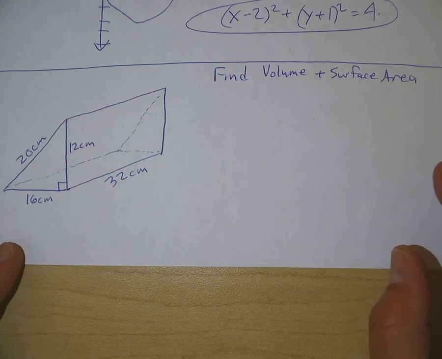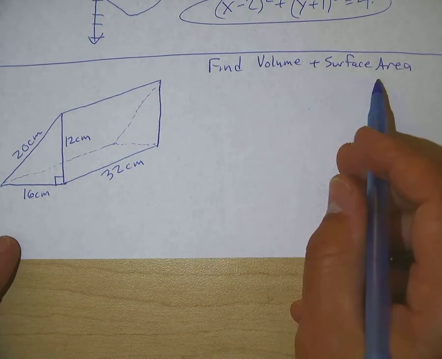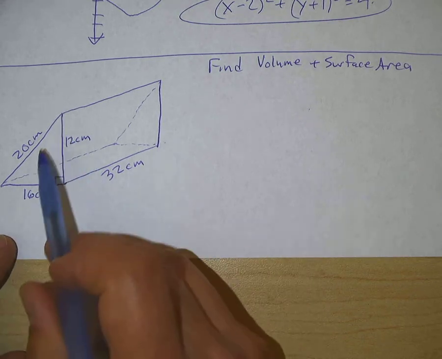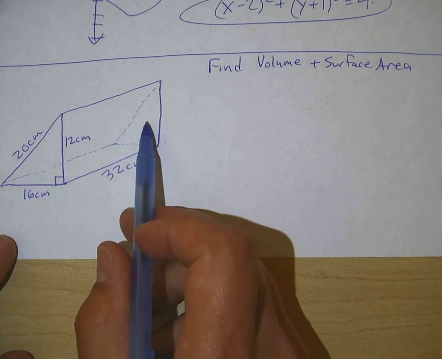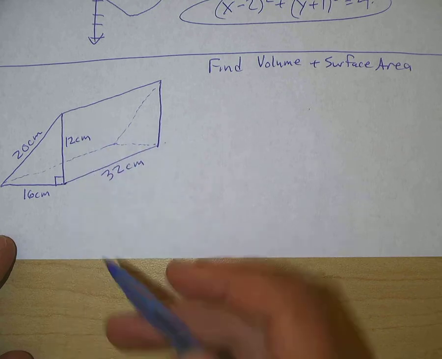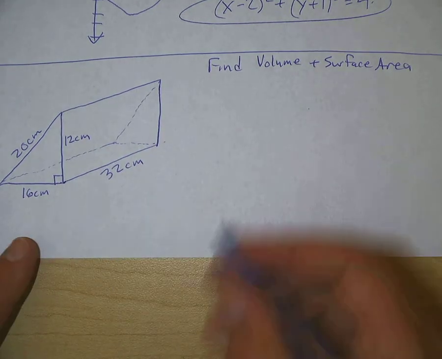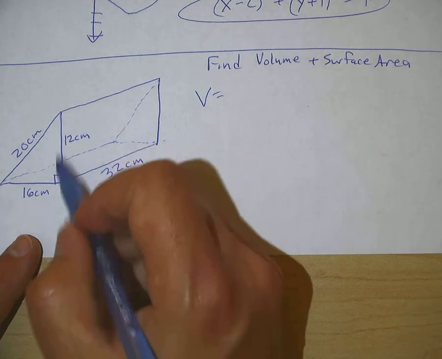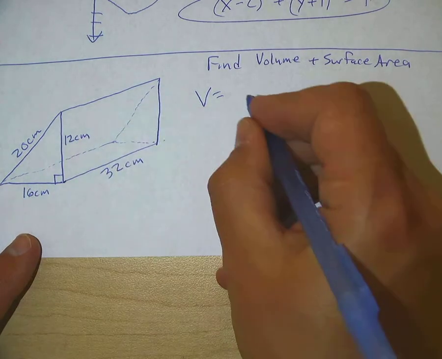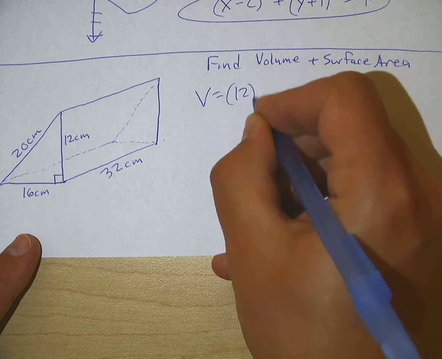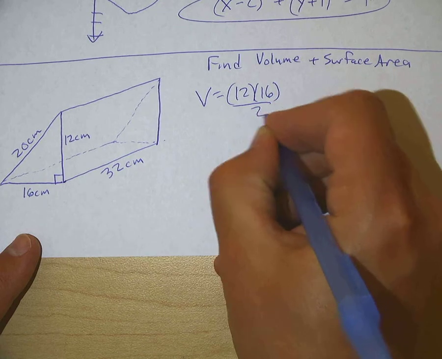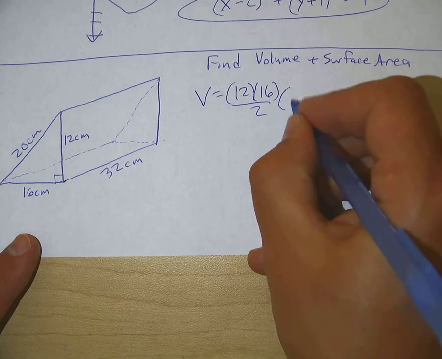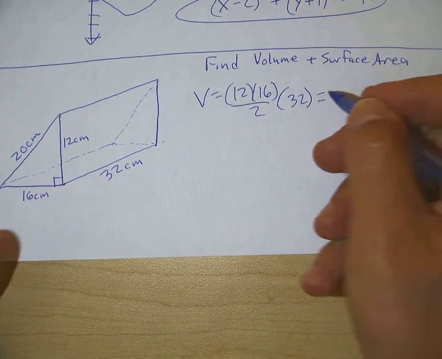Okay, going on to volume. Find the volume and surface area of this. It looks like a triangular prism because it has triangles at top and bottom, connected by rectangles. We'll start with volume. Volume is the area of the base times the height. The base is a triangle, so we take 12 times 16 divided by 2, and then multiply that by the height, which is 32. That's going to give us our volume.